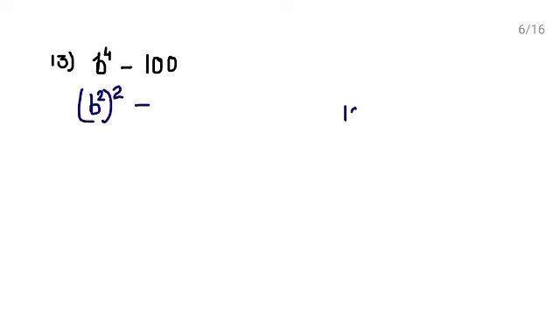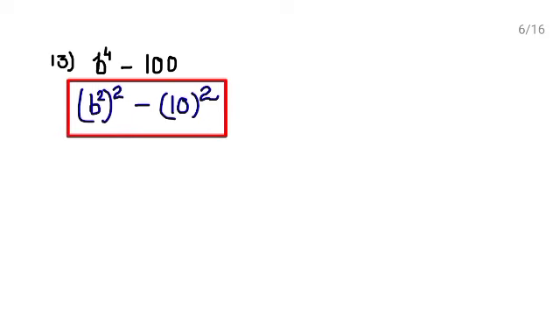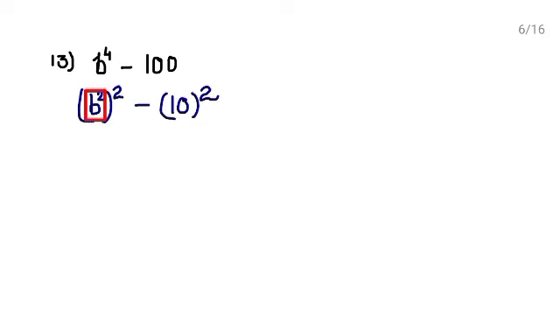100 can be written as 10 into 10. 100 means 10 raised to the power 2, right? This is 10 raised to the power 2. This is in the form of a square minus b square, where a is b square and b is 10, right? Because these are the ones with power 2.